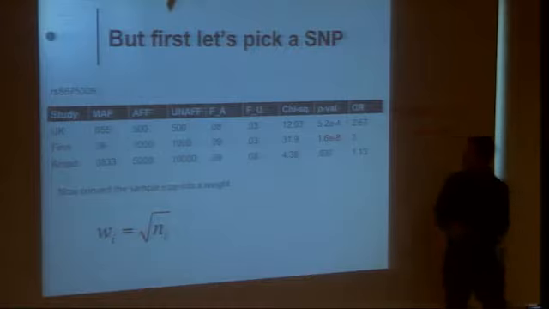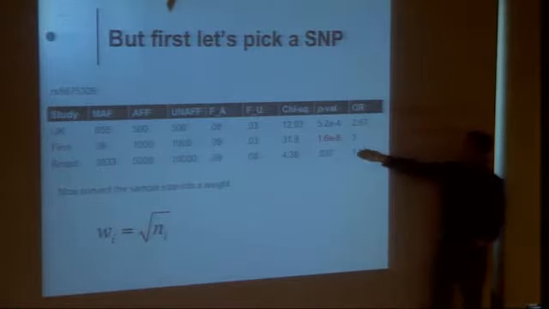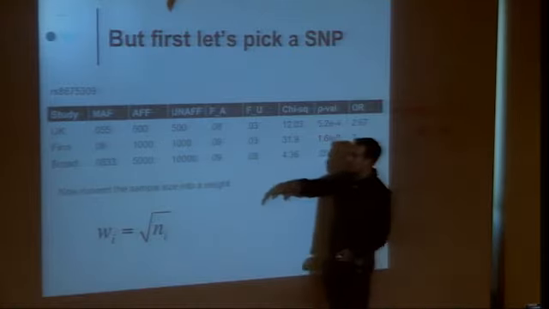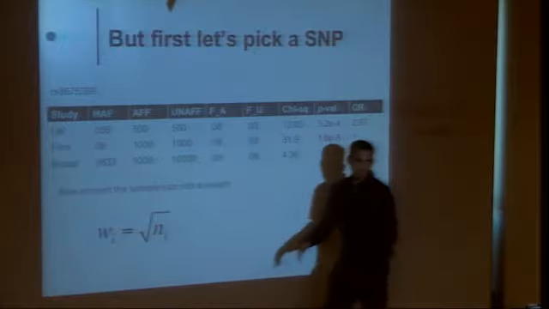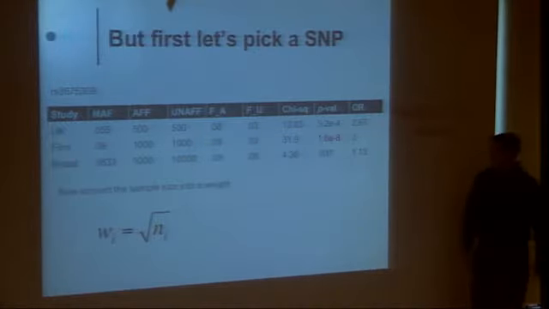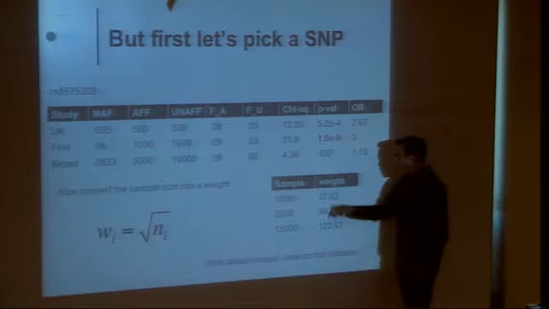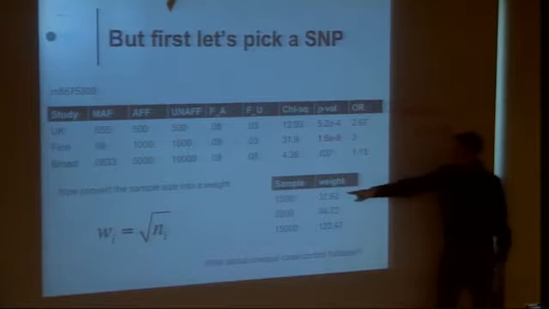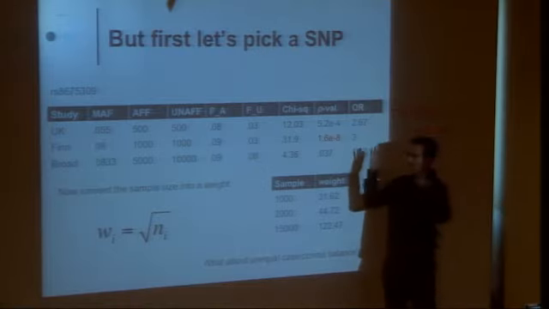Now we want to convert our sample sizes into weights, right? We want to make sure that this sample, which has 15,000 people, is going to be more important than this sample that just has 1,000 individuals. And so we just take the square root of n. This converts it into a weight, and then we can go to that final statistic.